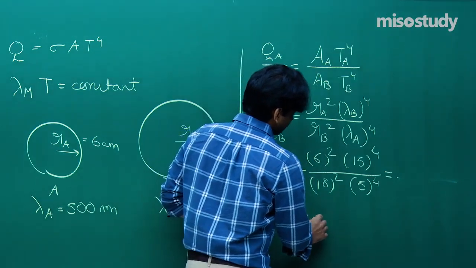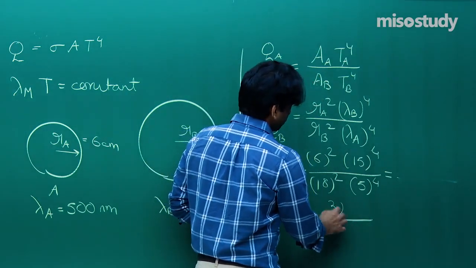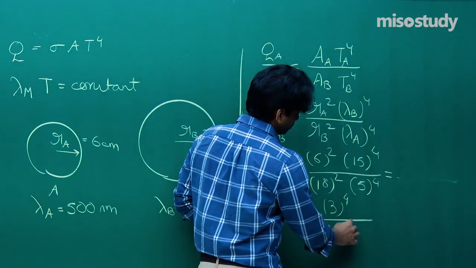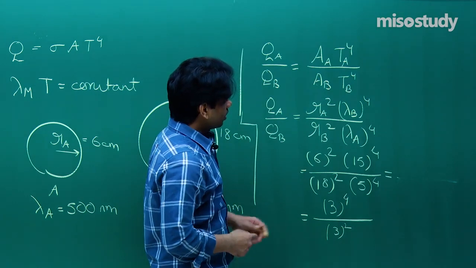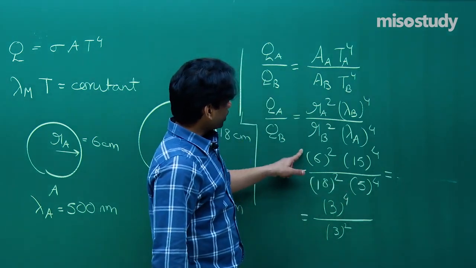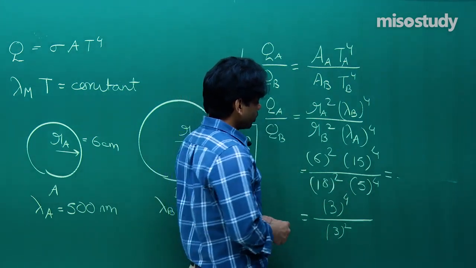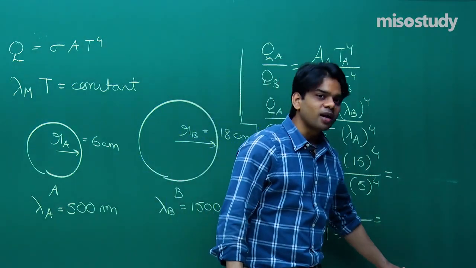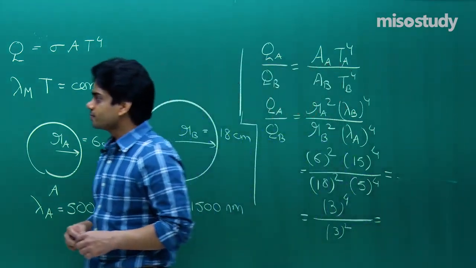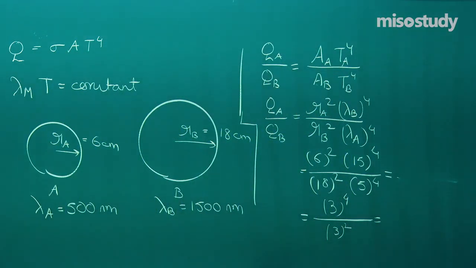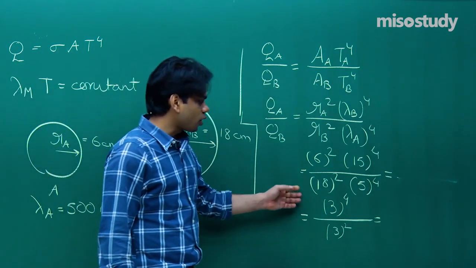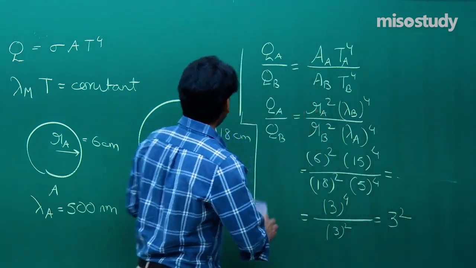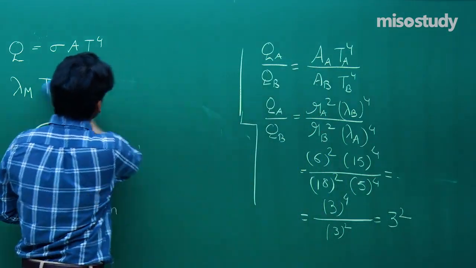Let me write down here. This will be 3 to the power 4, and here 6 by 18 gives 1 by 3, so 3 to the power 2 in the denominator. So you will be getting 3 to the power 4 upon 3 to the power 2. Take note till here. So clearly I believe you would have obtained the required result: 3 to the power 4 upon 3 square gives us 3 square, that is equal to 9. So the ratio in this case should be equal to 9.